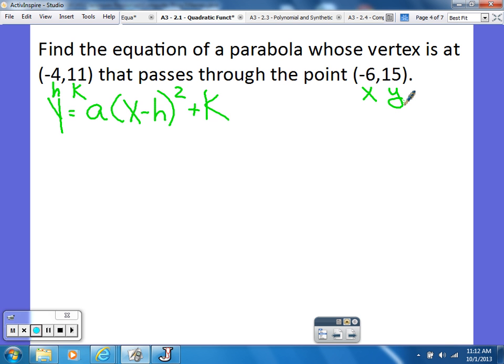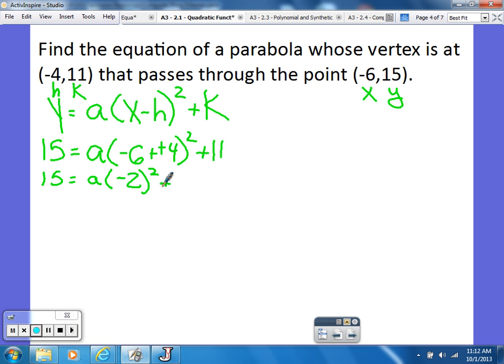Let's plug in all of our numbers and get A then. That means I'm going to plug in the 15 for Y. I don't know what A is. X is -6 minus H is -4 plus K is 11. So I just plugged in my numbers. What do I do first to solve this? Very good. My Dear Aunt Sally, thanks you for following that. So 15 equals A times -2 squared plus 11.